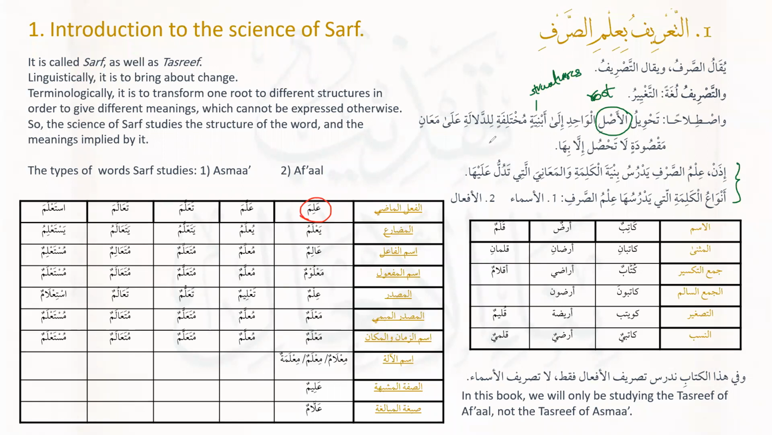That's pretty simple, I suppose. Ayn, lam, and mim. أحسنت, عين لام and mim. طيب, عين لام and mim, generally they are related to knowledge, right? عين لام ميم is related to knowledge. طيب, you say علم. What is the meaning of علم يا أخي? Can someone tell me the meaning of علم?